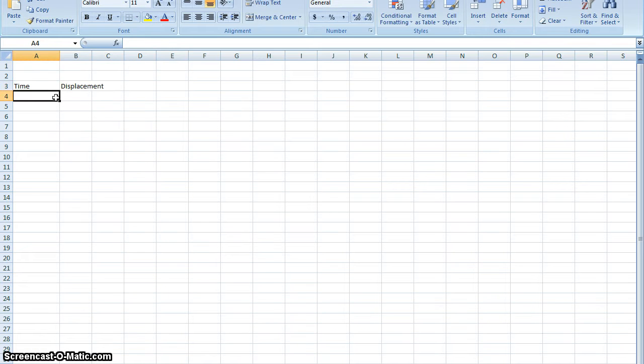Well, let's just start with the most basics. At 0 seconds, my displacement is going to be 0 meters. And again, I'm doing this in time. Time is going to be in seconds. I guess I can put that in there. That'd be nice. Seconds. And I'm going to put my displacement in meters.